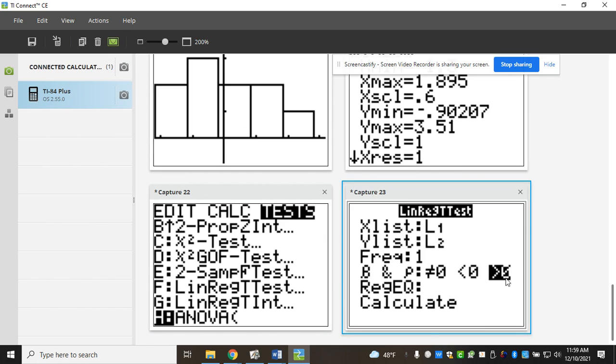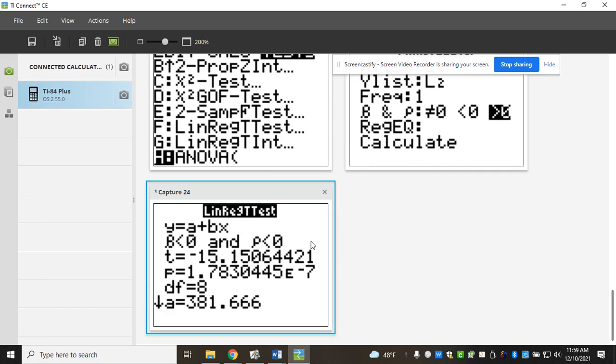And it gives you these options. Where are my x's? List 1. Where are my y's? List 2. Leave my frequency the same. I have to pick my alternative, which we chose to be what? Less than. Here, you can put where you want your regression equation to be again, just like usual. Calculate. And it's going to give you this output with your test statistic value, your p-value, your degrees of freedom, and everything you would need for your linear regression equation.